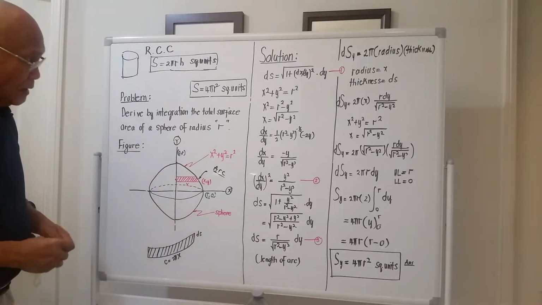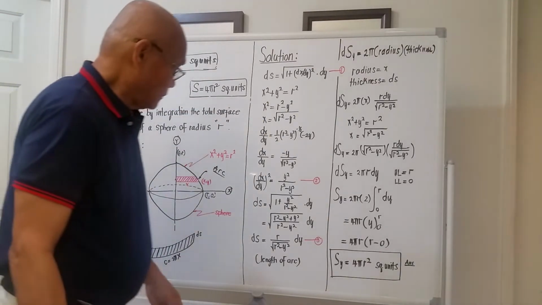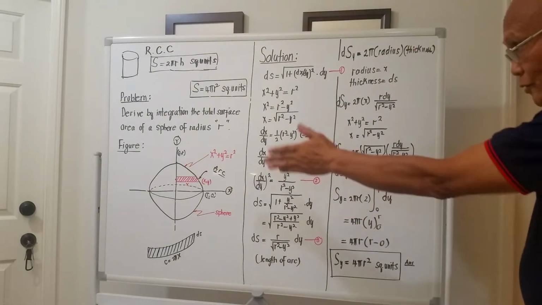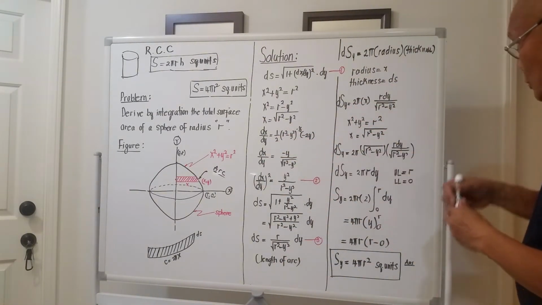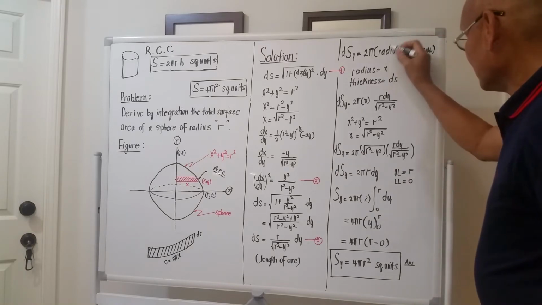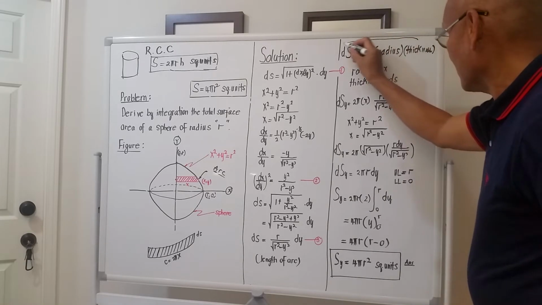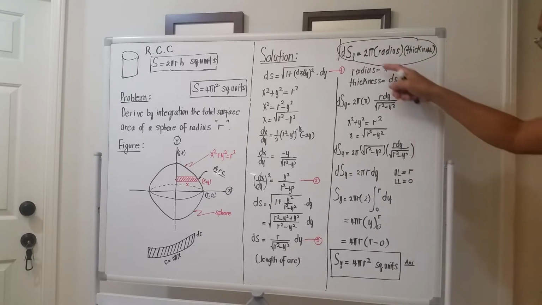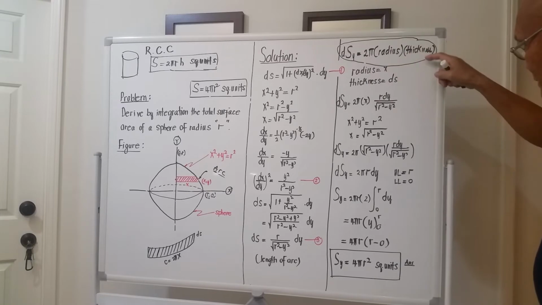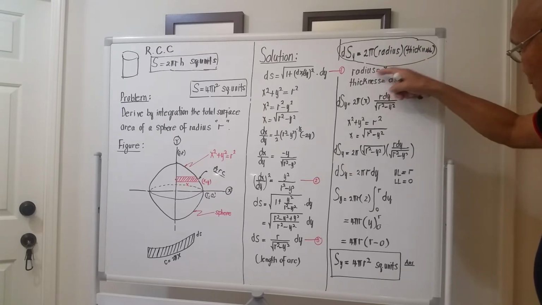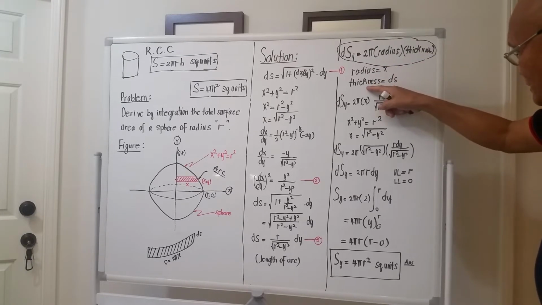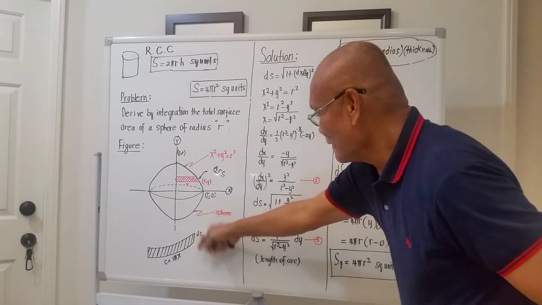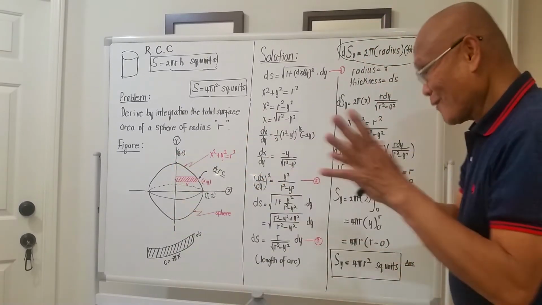Okay, let's try to bring out the solution. Actually, the total surface area, if we try to rotate it with respect to the y-axis, this will be the formula. It is this one. Okay, so actually it is 2 pi times the radius times thickness, where the radius is x and the thickness is ds, small ds, the length of arc over here. That was our previous discussion, length of arcs.